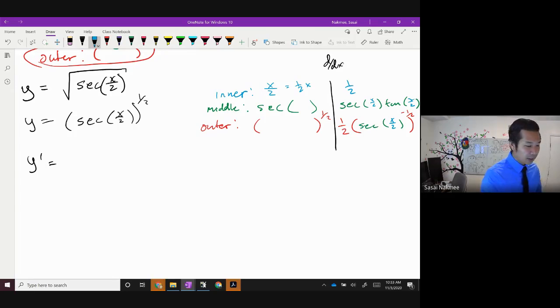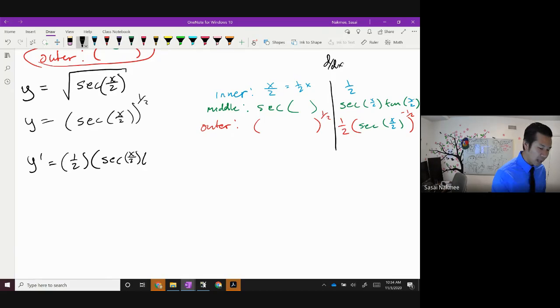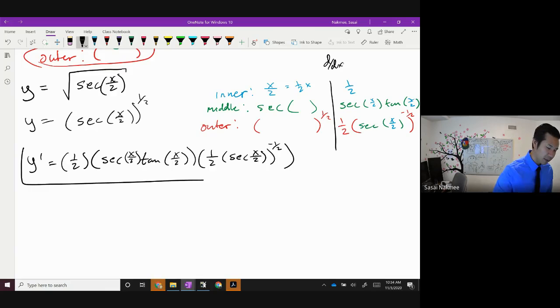And again, why do I like the chain rule so much, guys? I just take all the stuff I just found there and multiply them all together. So my chain rule tells me that the derivative of this is going to be equal to 1/2 times secant of x over 2 times tangent of x over 2, times 1/2 of secant of x over 2 to the negative 1/2. And that's my answer.